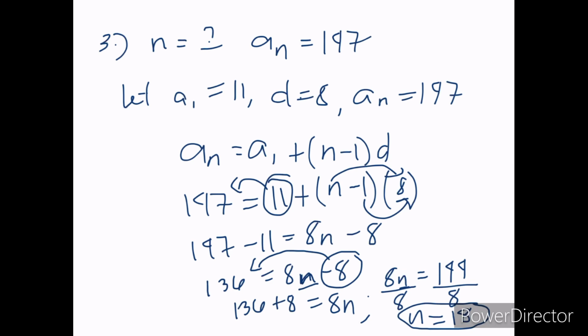Thus, 147 is the 18th term. So this term is the 18th term, or the a sub 18 is equal to 147. In short, in the sequence, 147 is in the 18th term.